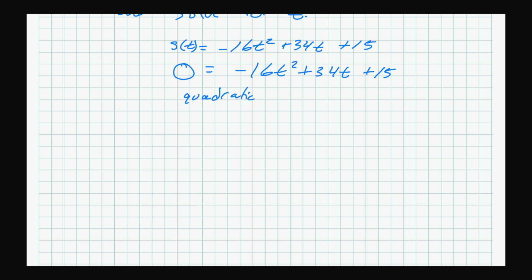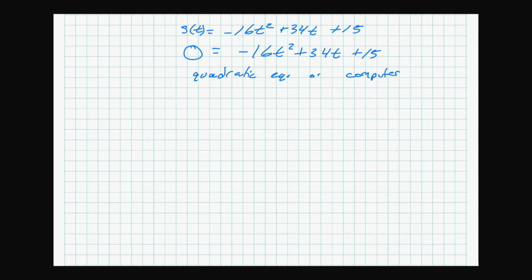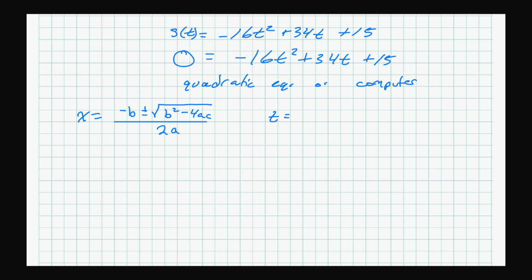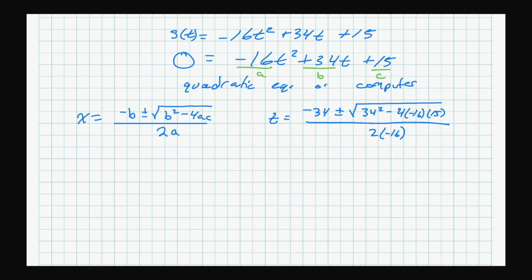I'll do the quadratic equation and then we'll use a computer. For the quadratic formula, I'll write it in general: x equals negative b plus or minus the square root of b squared minus 4ac, over 2a. For us it's t, so t equals negative b, which is negative 34, looking at a, b, c, plus or minus the square root of b squared minus 4ac, over 2a.